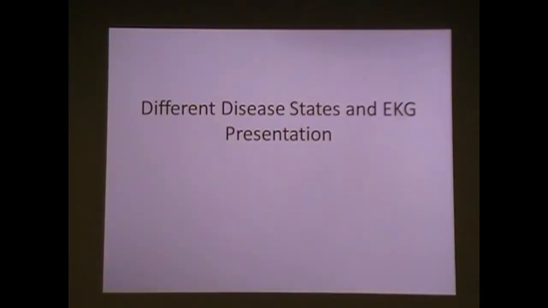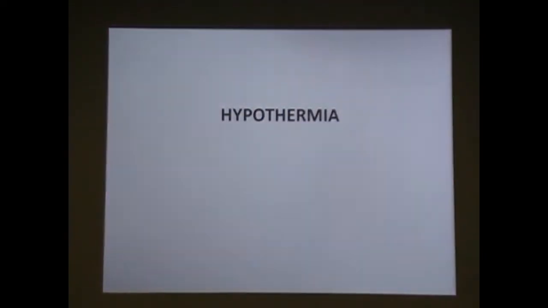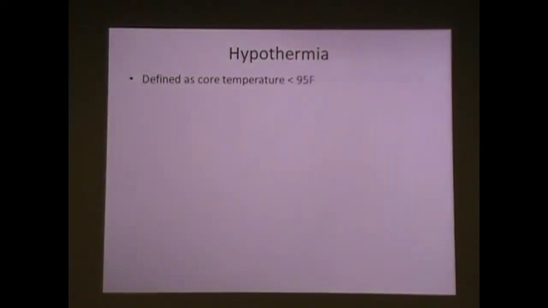Okay. So we're going to now talk about different disease states in their EKG presentations. First one we're going to talk about is hypothermia. Hypothermia is defined as a core temperature less than 95 degrees Fahrenheit. You can have inhibited EKG tracings when they're mildly hypothermic due to shivering.